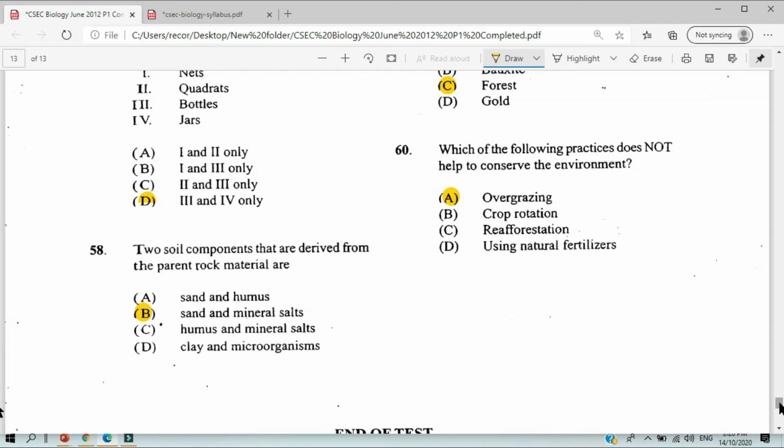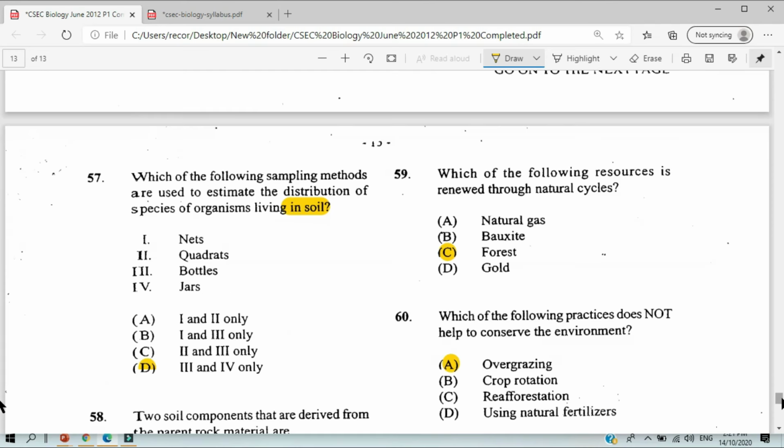Two soil components that are derived from the parent rock material are, B is our answer, sand and mineral salt. There is nothing else there to be chosen. Now we move on to question 59. Which of the following resources is renewed through natural cycles? Of course, the forest. If we don't overexploit the forest, it will naturally renew itself. So the answer there is going to be the forest.